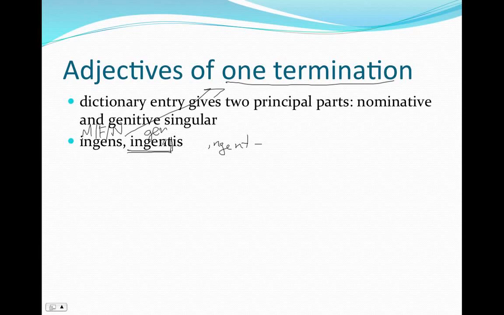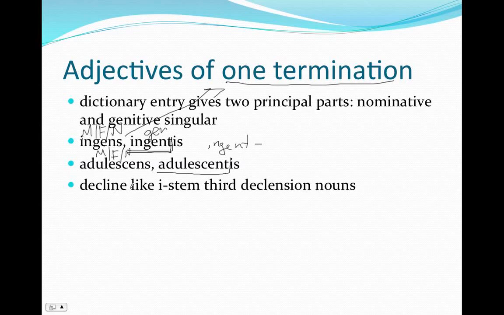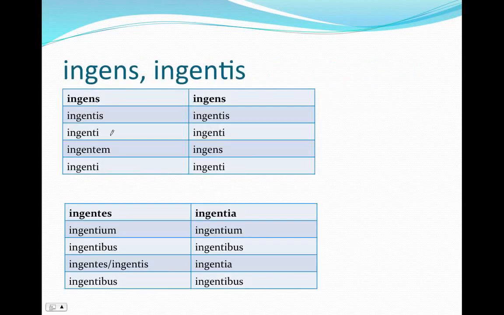Right? This means huge. Or we get the adjective adolescens, adolescentis. Right? Adolescens is our masculine, feminine, or neuter nominative singular. Adolescentis, the genitive. And we get our stem there. Adolescent means young or youthful. And once you have that stem, it declines like an I stem. So let's decline one of these. Ingens, huge.